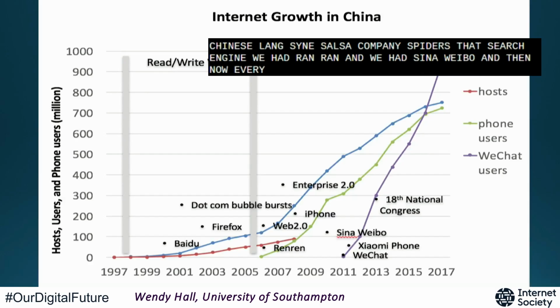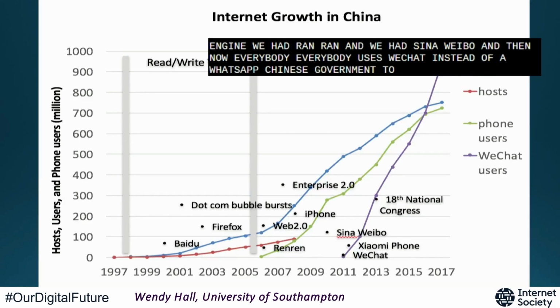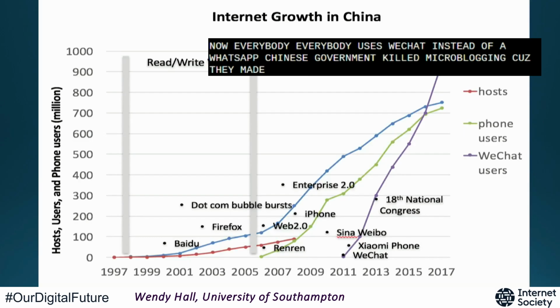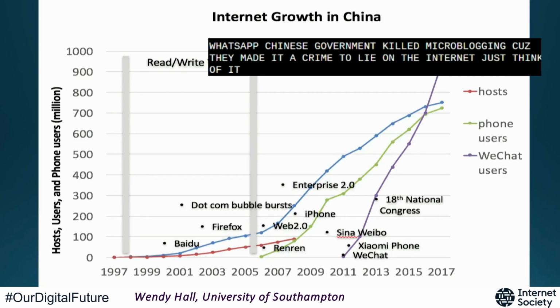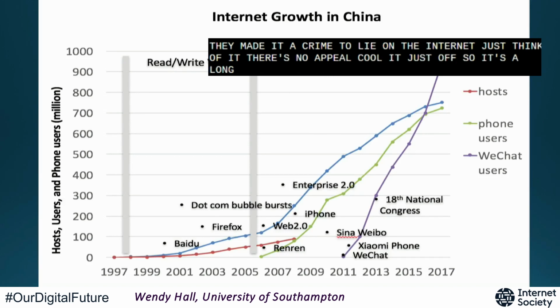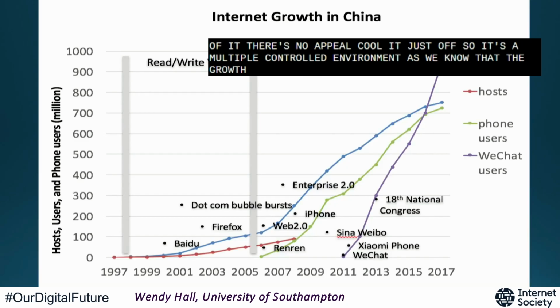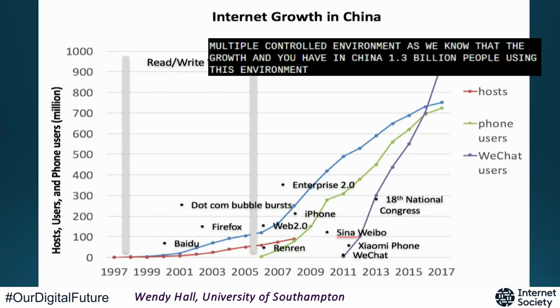And now everybody, if you go to China, everybody uses WeChat, a sort of WhatsApp. The Chinese government killed microblogging because they made it a crime to lie on the internet. Just think about that. And in China, if there's no appeal court, you're just off. So it's a much more controlled environment, as we know. But the growth, and I mean, you have in China 1.3 billion people using this environment to live their lives.